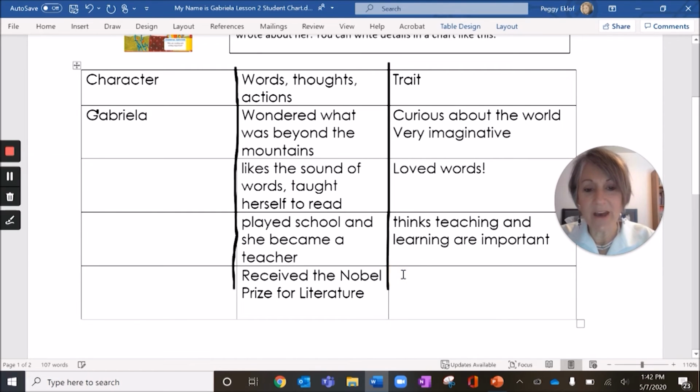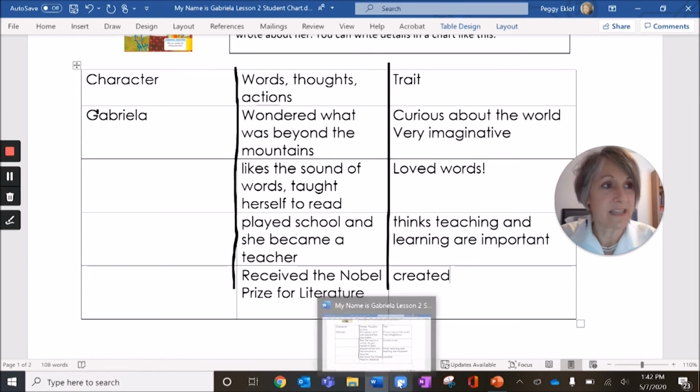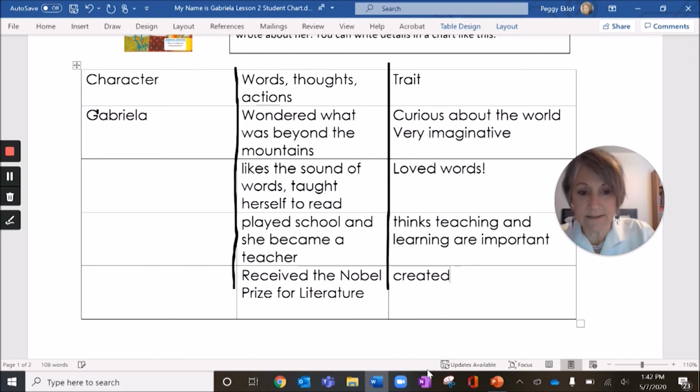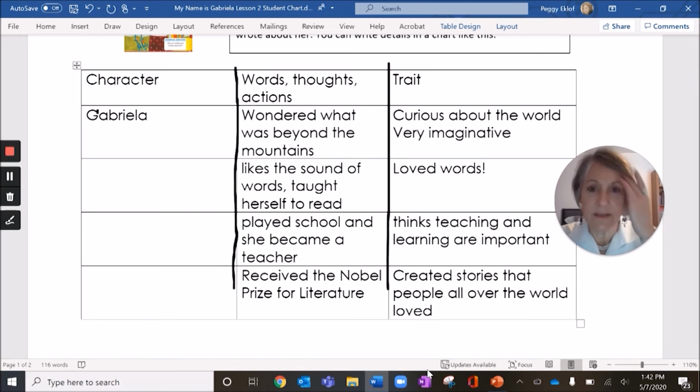And what does that tell us about Gabriela? It tells us that people all over the world, not just in Chile, but all over the world, really enjoyed her writing. And it even says in the text that she created stories that people all over the world loved. You can decide how you want to say that on your graphic organizer.